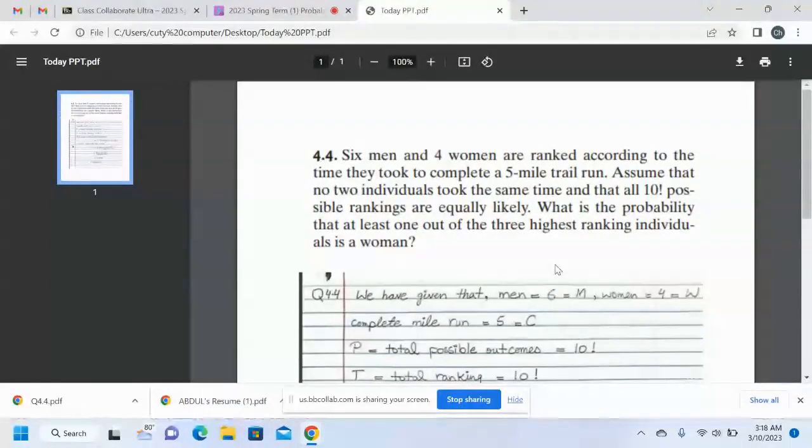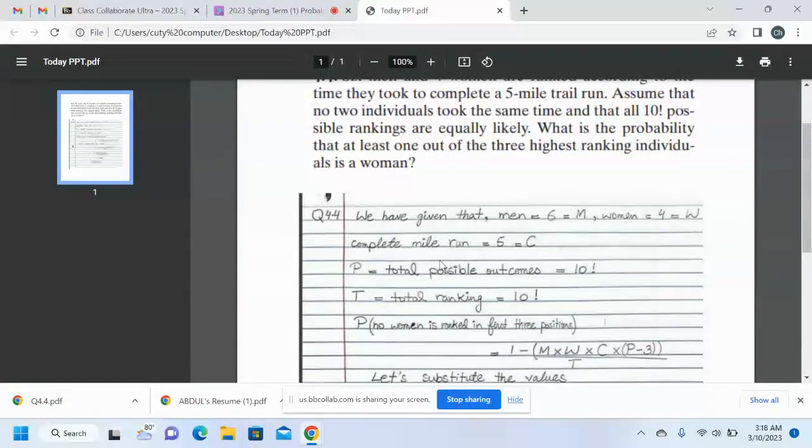Yes, now. I am going to present question number 4 of chapter 4, which is that 6 men and 4 women are ranked according to the time they took to complete a 5-mile trail run. Assume that no two individuals took the same time and that all 10 factorial possible rankings are equally likely. What is the probability that at least one out of the 3 highest ranking individuals is a woman?